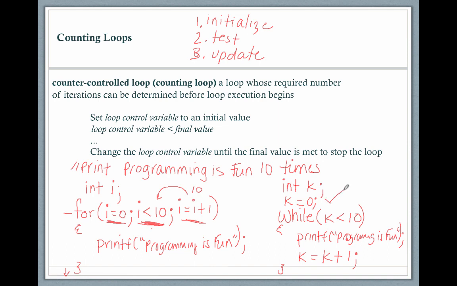This is the initialize step. Then it would test, is k less than 10. Then it would print programming is fun. Then it would update. So k started out as 0 and now k is 1. Is 1 less than 10? Yes, it is. Programming is fun. 2. Is 2 less than 10? Yes, it is. Until eventually k would become 10, and then 10 is not less than 10, and this condition would become false, and then it would end the loop and continue down here after the loop body.